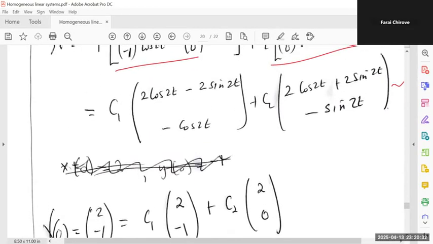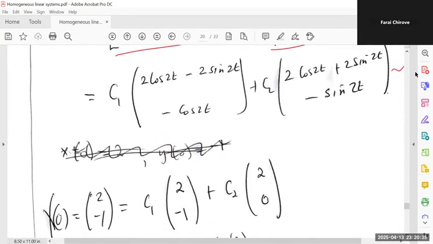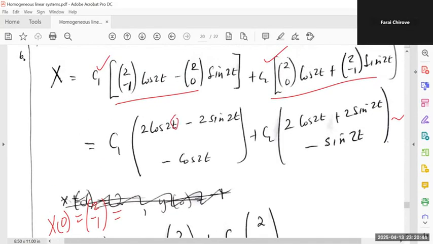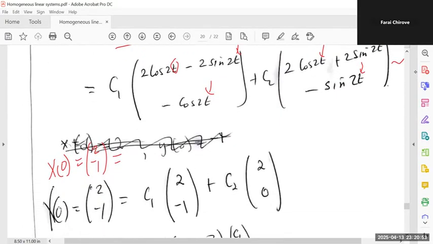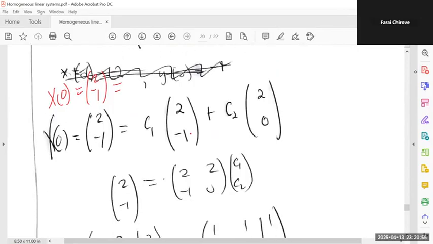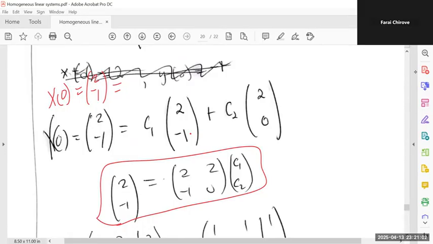Now you want to apply the initial conditions. So you are saying X of 0 is equal to (2, minus 1), and you then put t equal to 0 here, t equal to 0 there, t equal to 0 there. And you will then find that it's C1 times that vector and C2 times that vector. So you can now form an augmented system for C1 and C2. If you want, you can easily see that this system is just 2, minus 1, 0, and 2, minus 1. I can easily solve it nicely.